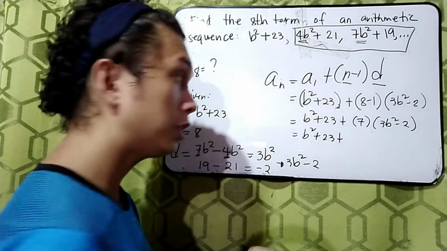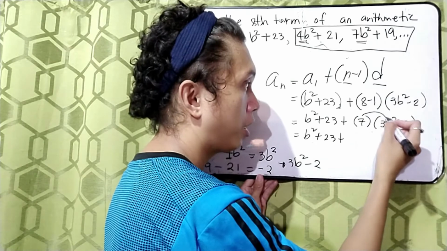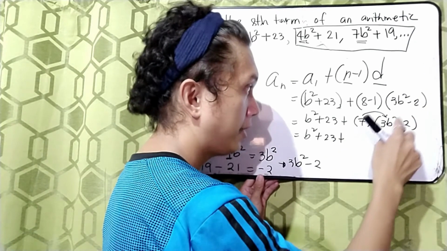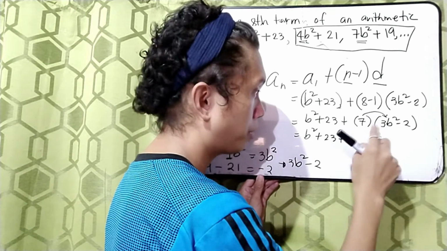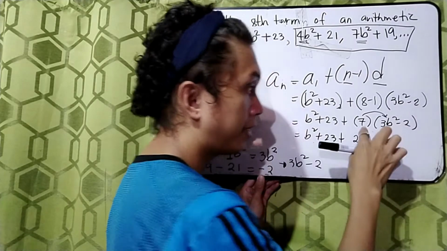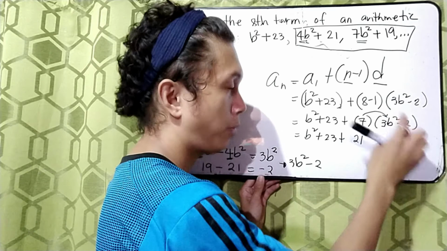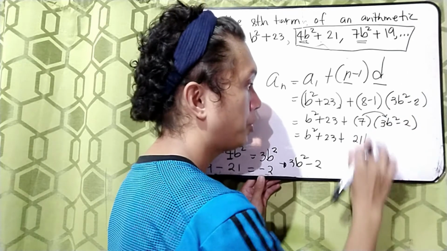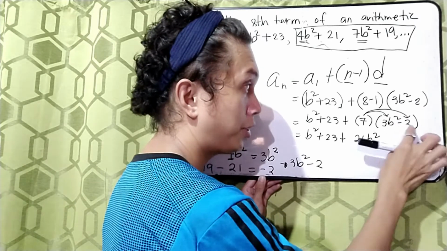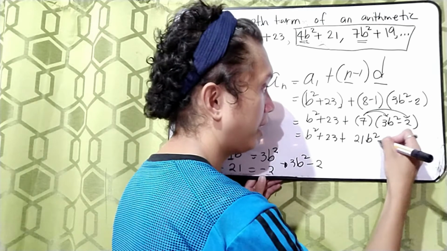So how are we going to multiply? Of course, by distributive property. We are going to multiply it here. 7 times 3b squared. So we only focus on the number first. 7 times 3, that is 21. Since 7 doesn't have any variables in it, and 3b squared has a variable, then we will just copy. Then 7, since this is minus 2, then that's negative. So 7 times negative 2 is negative 14.